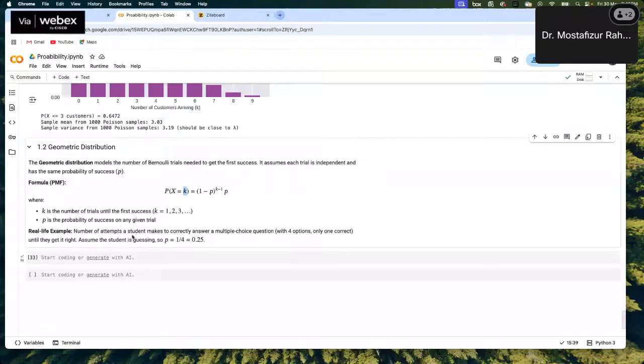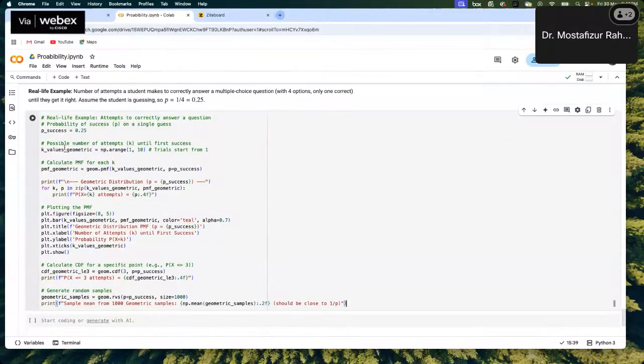Take the number of attempts a student makes to correctly answer a multiple choice question until they get it right. Assume the student is guessing, answering MCQ questions randomly. What is the number of attempts the student makes before getting a correct answer? Assuming the success probability is 0.25, which is 1/4. Now let's calculate that. We use the geometric distribution to check how many trials it takes to get the first answer correct.